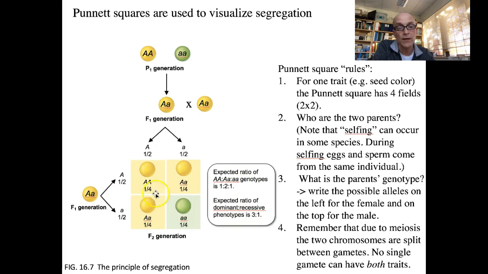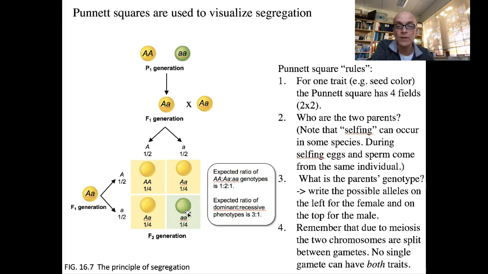And so you can count this out, right? So you have the big A, where the big A comes from here and the big A comes from here. Or you have a big A, little a comes from here, big A comes from here. Here it's the other way around, with the big A coming from this parent and the little a coming from the other parent. And only in 1 out of 4 cases do you have a little a little a combination.